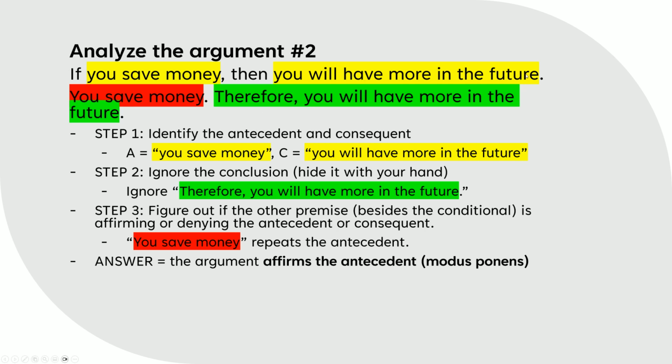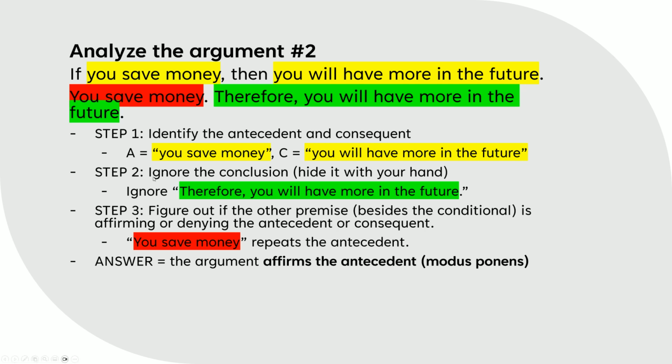If you save money, then you will have more in the future, all right? The antecedent comes after if. So the antecedent is you save money. What's the consequent? Well, the consequent comes after then. So it's you will have more in the future. All right, so now I know what the antecedent and the consequent is.